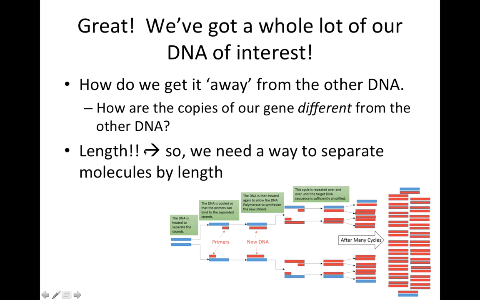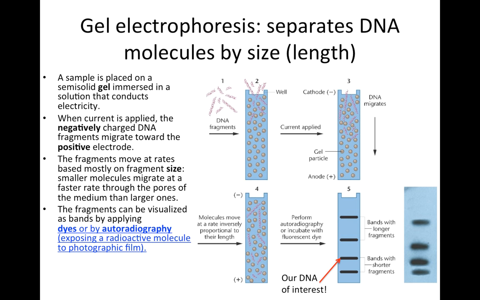And so a main way is length, right? So here in our test tube, we have a whole bunch of different chromosomes, which are hundreds of millions of nucleotides long. And then we have our little DNA, which might be a thousand or a few thousand nucleotides in length. So that's PCR. So now we can learn how to separate.